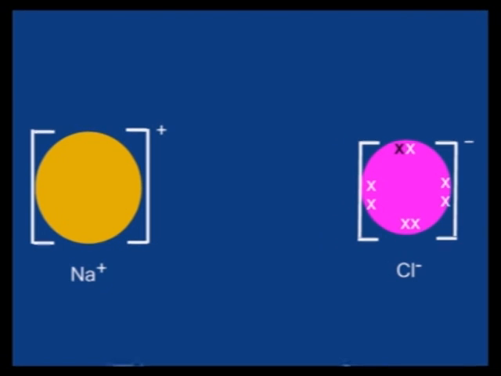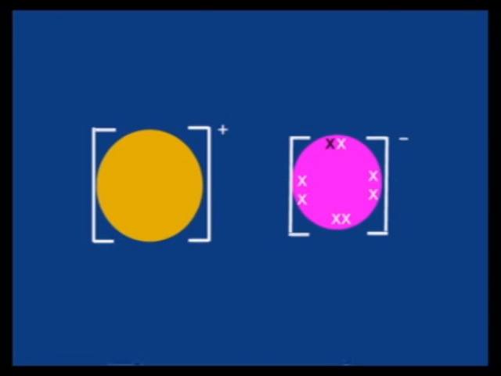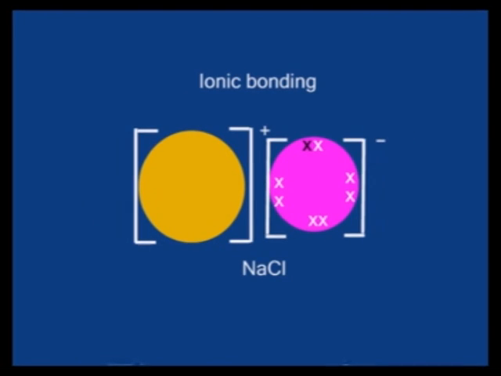Now, the two particles that are on your screen are charged and they carry opposite charges, and therefore they attract each other, they come close together and they form an ionic bond.